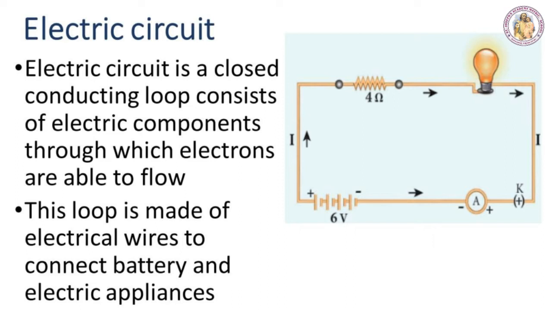So the bulb will not glow. Why? Because there is no flow of current. If you close the circuit by using a switch or key, that means there is a flow of what? Current. So the bulb will start glowing. This is the simple circuit of electric current.